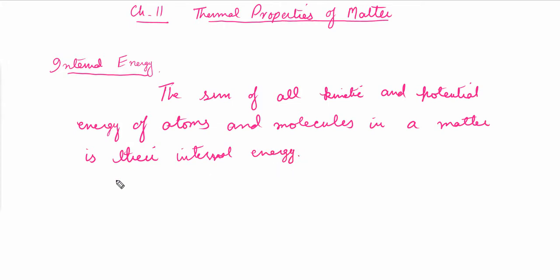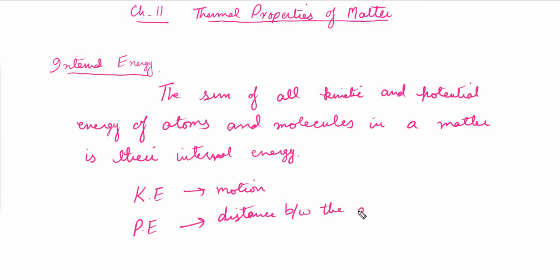For example, if a molecule or atom is moving with high speed, we will say it has more kinetic energy. So kinetic energy is associated to the motion of the atoms or molecules, and if the molecules are close to each other, we will say they have more potential energy. If they are away from each other, we will say they have less potential energy. So the potential energy is associated to the distance between the molecules, how far the molecules are.